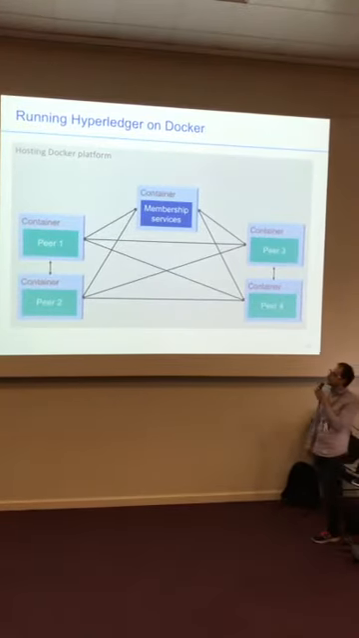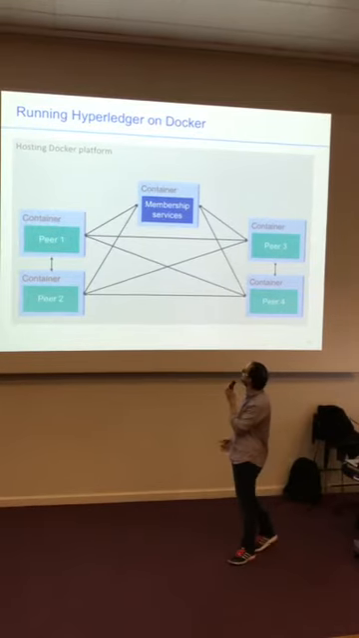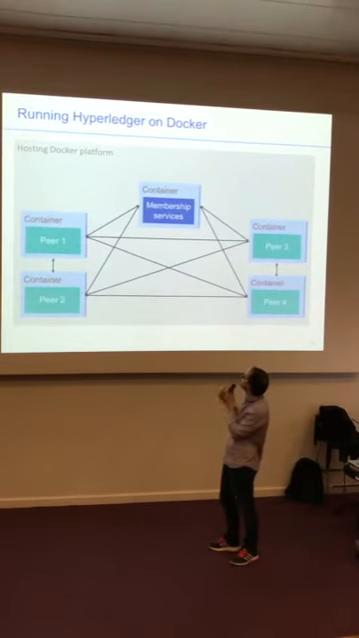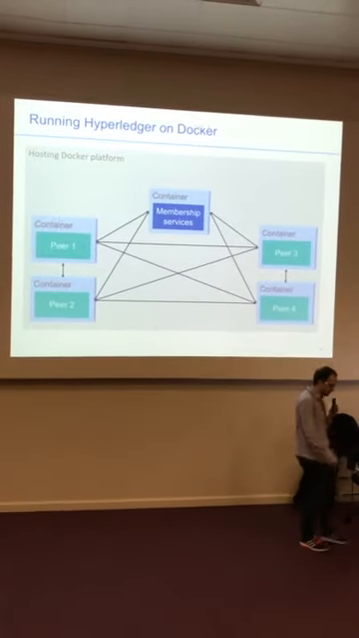So when you're running using Docker, this is what your network might look like. You'll have a set of Docker containers for the validating peers, and you'll have a Docker container for the membership services container. And they will all talk to each other over TCP.